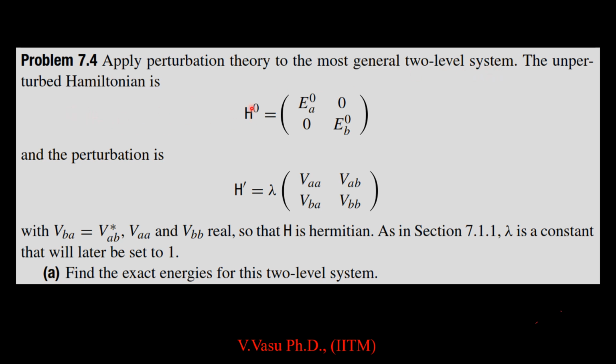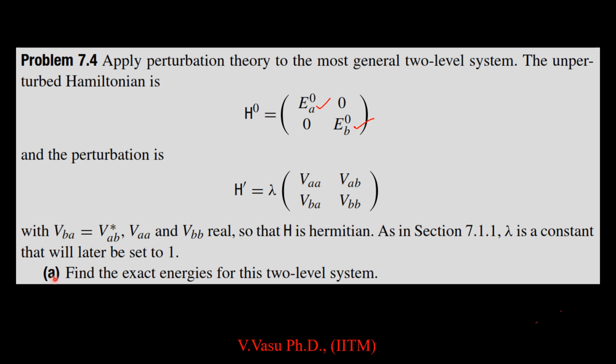The unperturbed Hamiltonian H naught is equal to E sub A 0 and E sub B 0. So you know this eigenvalue is a diagonal element. This is for particle A unperturbed condition, and this is for particle B unperturbed condition. And the perturbation H prime is equal to lambda times this 2 by 2 matrix: VAA, VAB, VBA, VBB. You know the meaning of this. Here VBA is equal to the complex conjugate of VAB, that is VAB star. VAA and VBB are real, so that H is Hermitian.